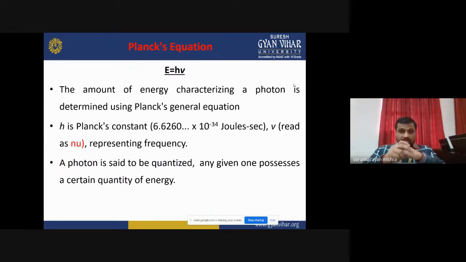Planck gave an equation, E = hν, the total amount of energy that describes a photon or quantum traveling with the speed of light, where h is Planck's constant. A photon or quantum is said to be quantized, as it possesses a certain quantity of energy. So when we want to measure the energy of any photon or quantum, we should know the frequency, or the wavelength, so that we can easily calculate the amount of energy of that photon or particle.